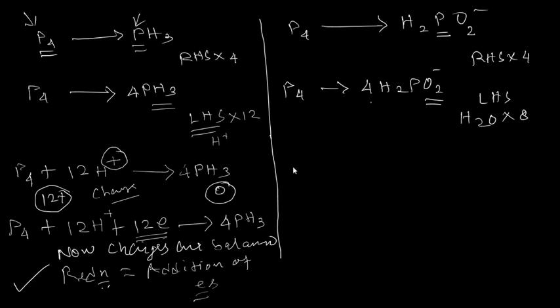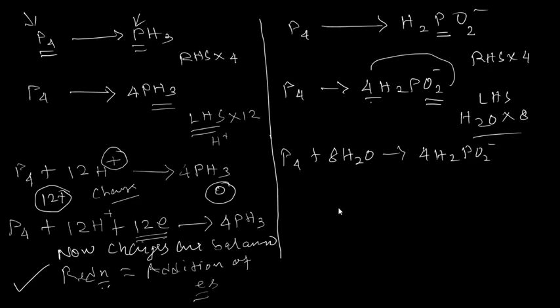Here we have O2, that is 2 oxygen, and the molar coefficient is 4. So 4 into 2 is equal to 8. So we have to add 8 water molecules on the LHS side. So P4 plus 8 H2O gives 4 H2PO2 minus. So now we have balanced the oxygen.